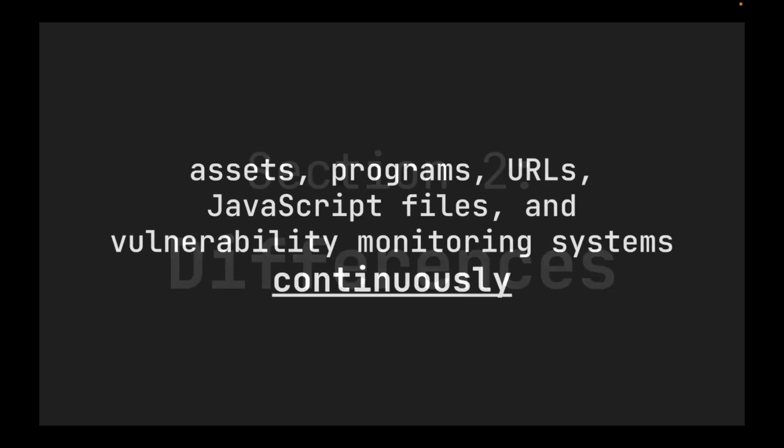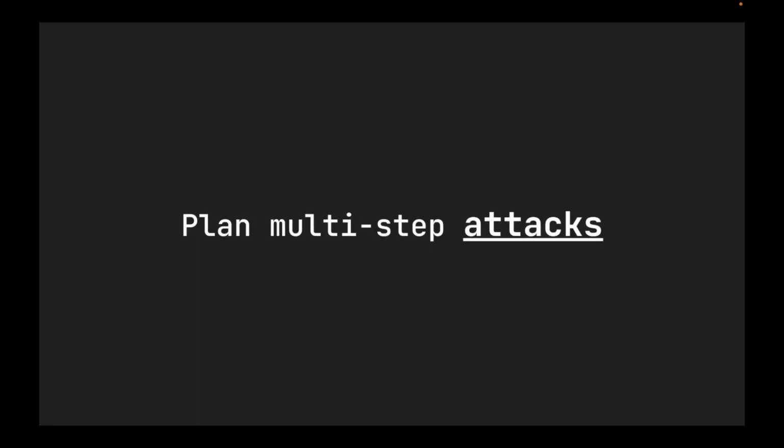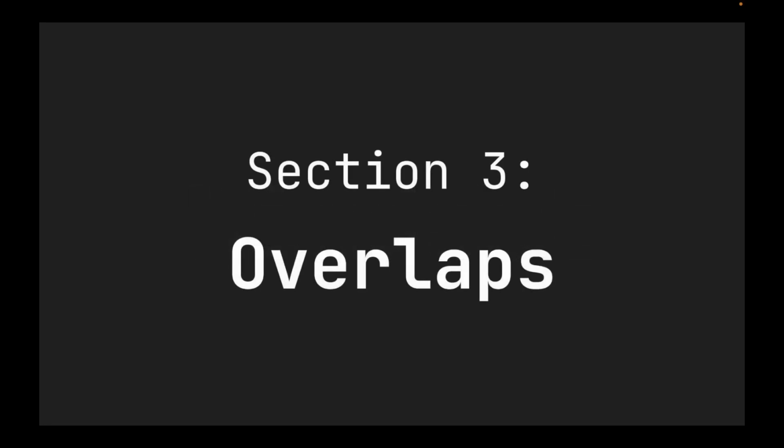Bug hunters focus on micro vulnerabilities. They monitor assets, programs, URLs, JavaScript files, and vulnerability monitoring systems continuously to discover problems before anyone else does. Red teamers, on the other hand, simulate full attack scenarios. They plan multi-step attacks, move laterally in the network, escalate privileges, and test defenses end-to-end. The mindset is different. Bug hunters are detail-oriented and methodical, and red teamers are careful planners who think about the big picture. Finally, let's see where they overlap.